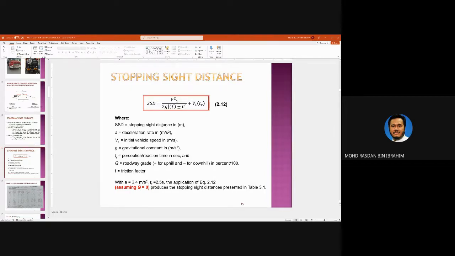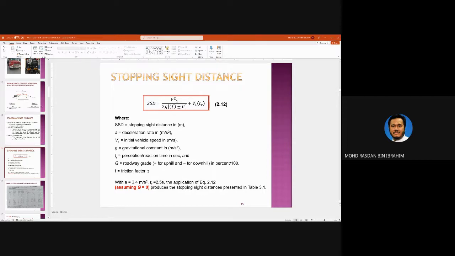So this is SD. A is the deceleration rate, V1 is the initial vehicle speed, then the gravitational constant, the perception reaction time, and the gradient. And F is the friction factor. The friction factor will also depend on the type of car and type of tires that you are using.